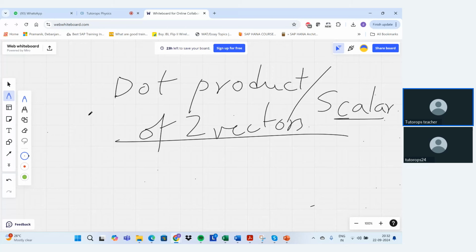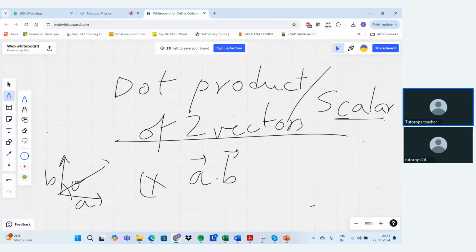If there are two vectors A and B, and they form an angle theta, the dot product of these two vectors will be A dot B. Always remember to give the dot sign. This is important, otherwise the examiner will give a big cross. So A dot B is equal to AB cos theta.